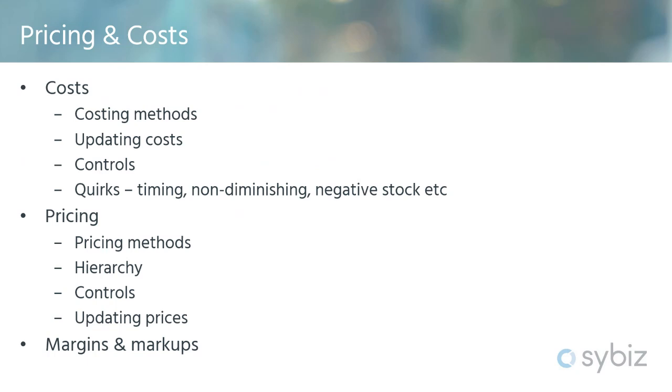So you can get different outcomes from processing the same transaction depending on the preconditions of things like stock levels, etc. So we'll spend a little bit of time on that and work through some examples. And from a pricing point of view, we'll explain the different pricing methods, the hierarchy, and various different settings and how they interact with the pricing. And we'll look at some of the controls and also how to update prices, the various methods there.